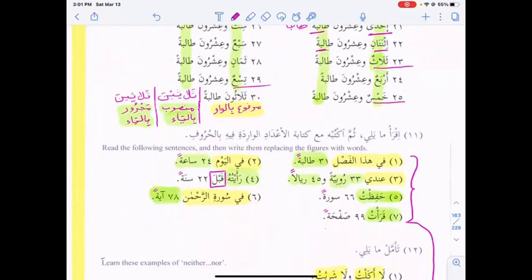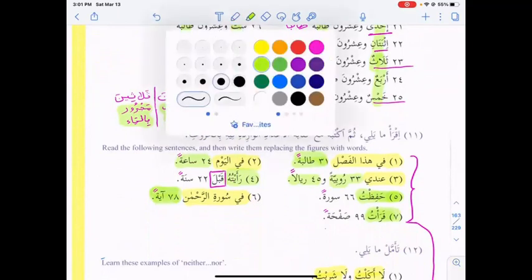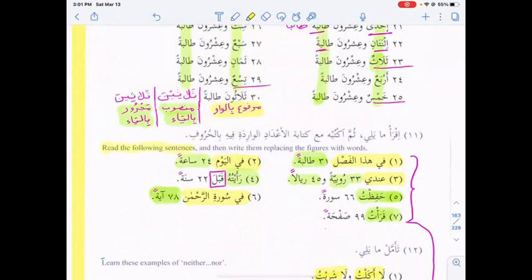Read the following sentences and write them, replacing the figures with words. Now, can you imagine how many exercises you have? Lot of things to write. This will make you strong. And then we will also do other things, but not today. I don't think we will get time, but let's see how, because I want to go to the lesson 24 for you.